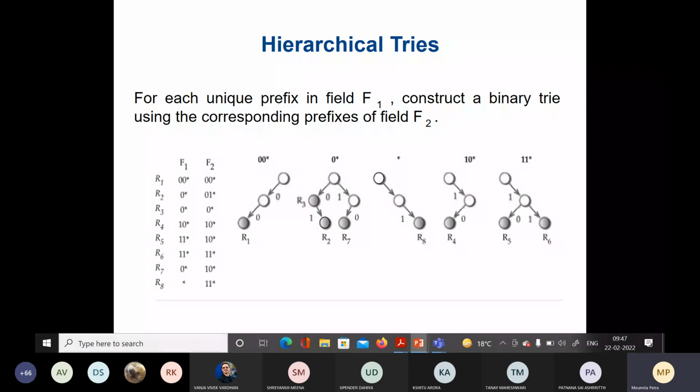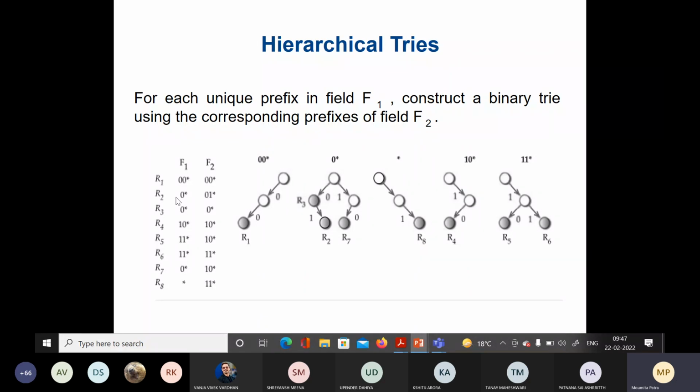Next, you have 0 star for F1. For 0 star for F1 you have 0 1 star in F2, 0 star in F2, and you have 1 0 star in F2 for R7. So here you get 0 star, that is the corresponding prefix field of this F1, 0 star. Now under this you will have a small trie related to F2 rules, F2 field values.